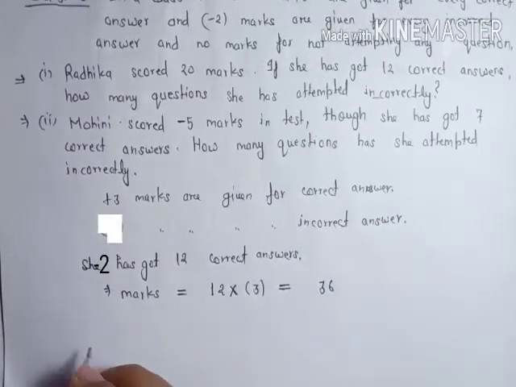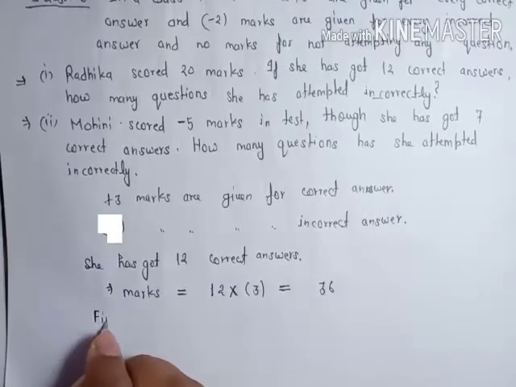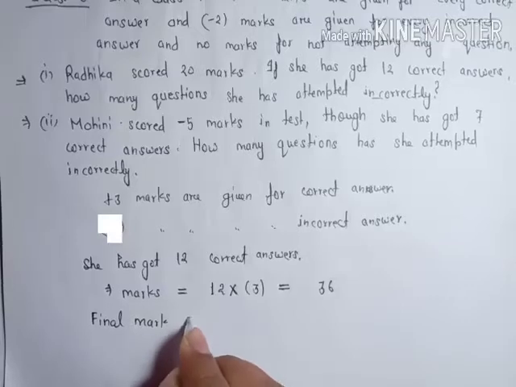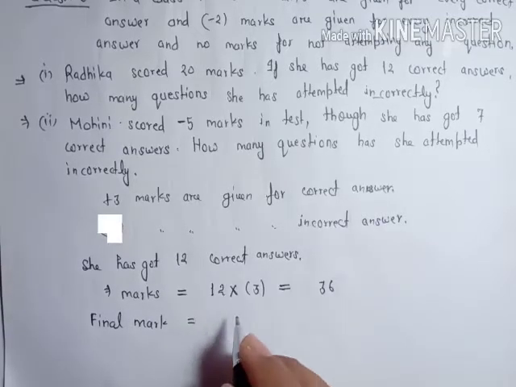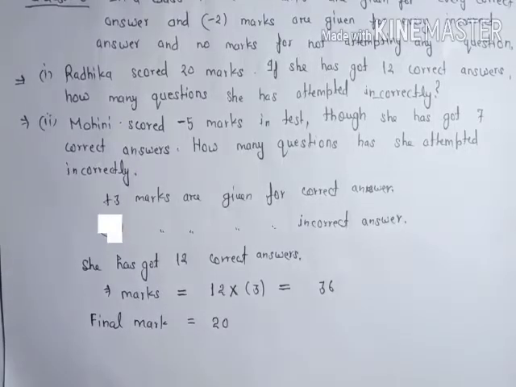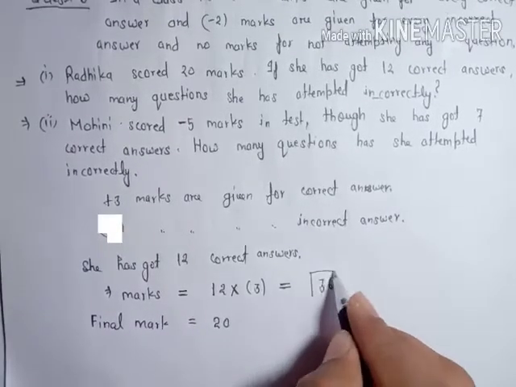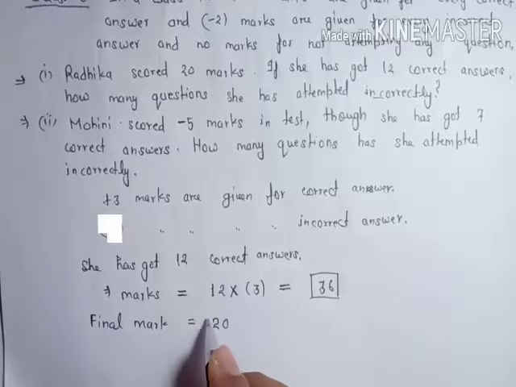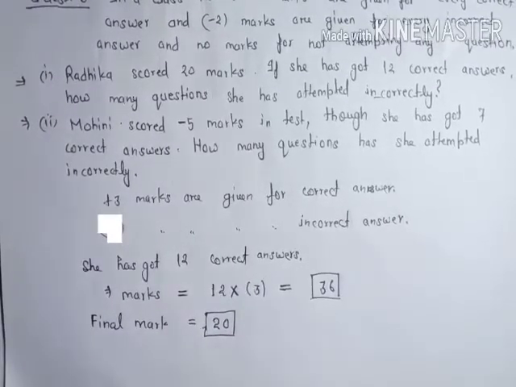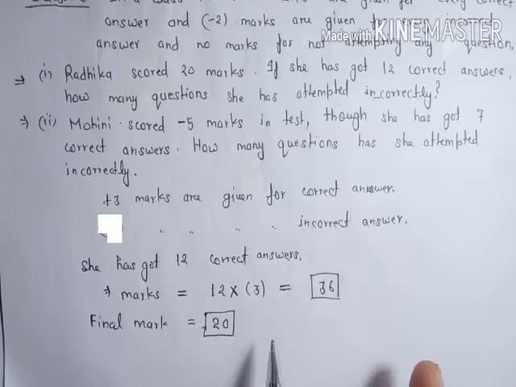But his final marks are 20. This means you can see there is a difference between the final marks and the marks obtained by the correct answers. This is just because he attempted some wrong questions. Let's find how many marks are for his wrong answers.